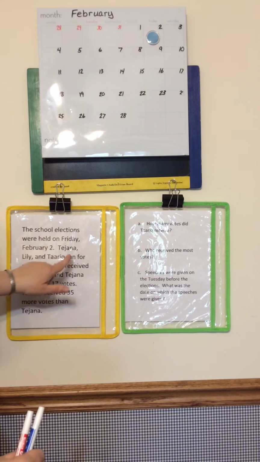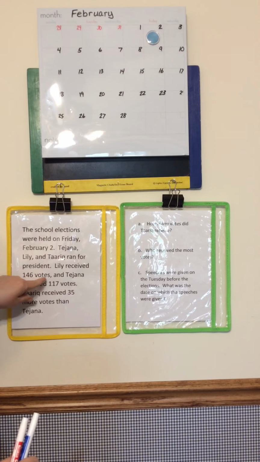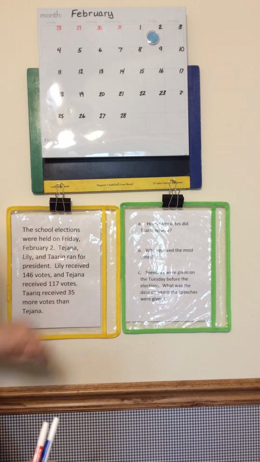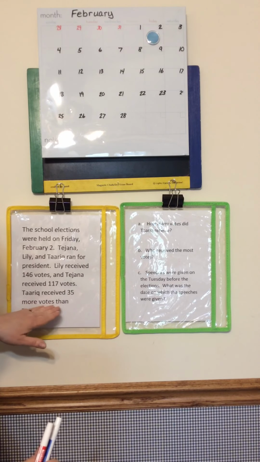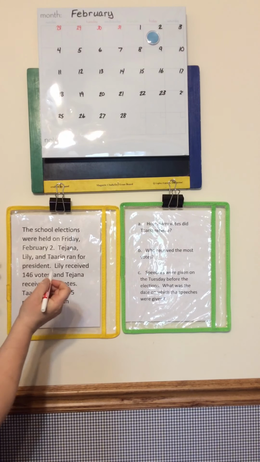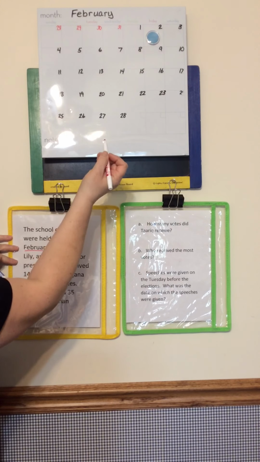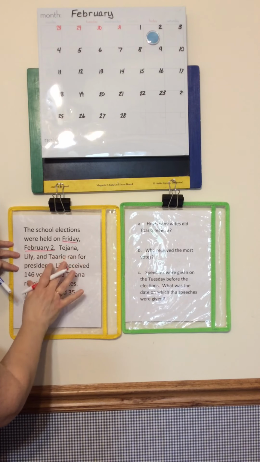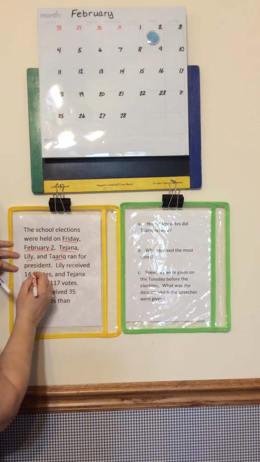Tiana, Lily, and Tarek ran for president. Lily received 146 votes, and Tiana received 117 votes. Tarek received 35 more votes than Tiana. So let's make some markings. School elections were held on Friday, February 2nd. We put that up on our date board. Then we have these three people that ran, Tiana, Lily, and Tarek. Tiana, Lily, Tarek ran for president.